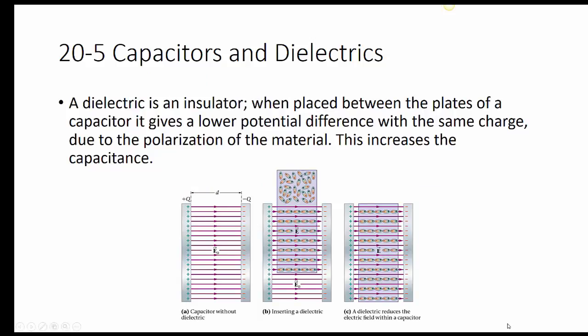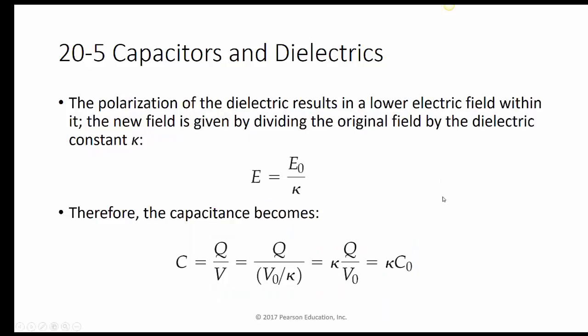A dielectric is an insulator, and when placed between the plates of a capacitor, it gives a lower potential difference for the same charge. And due to the polarization of the material, this will also increase the capacitance. So a lot of modern day capacitors are not pieces of metal separated. They're actually like a sheet of thin metal, aluminum or gold, and in between them is a sheet of paper or a sheet of mica or some dielectric material.